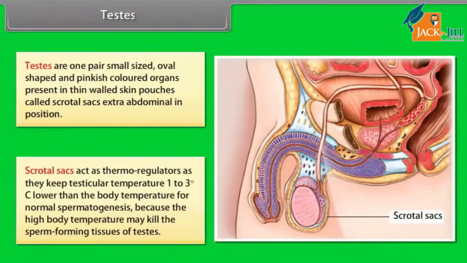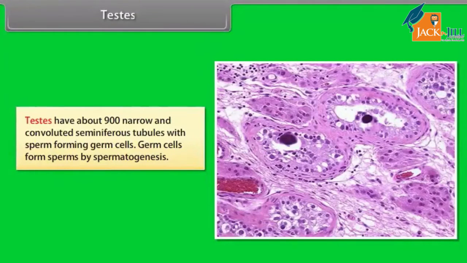Scrotal sacs act as thermoregulators as they keep testicular temperature 1 to 3 degrees Celsius lower than the body temperature for normal spermatogenesis, because high body temperature may kill the sperm-forming tissues of testes. Testes have about 900 narrow and convoluted seminiferous tubules with sperm-forming germ cells. Germ cells form sperms by spermatogenesis.